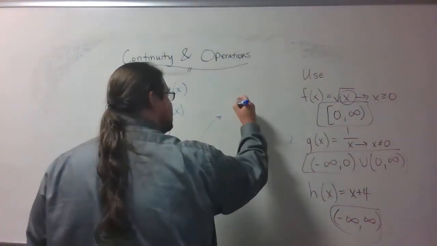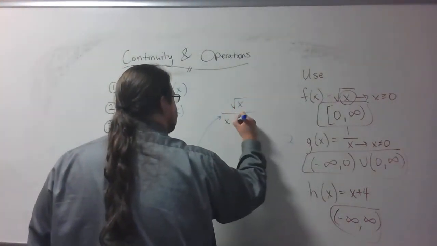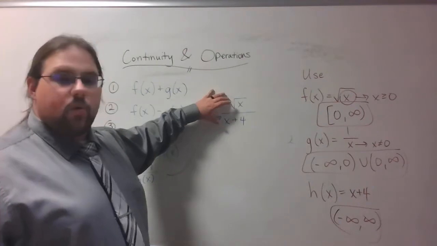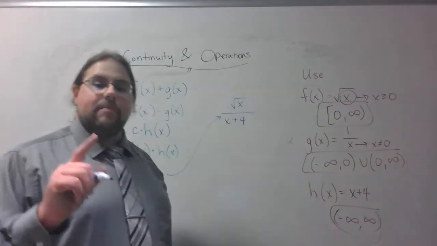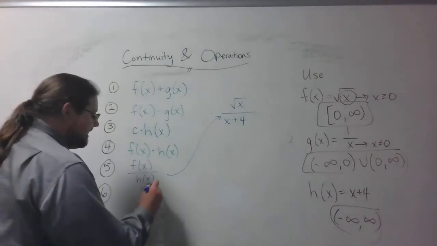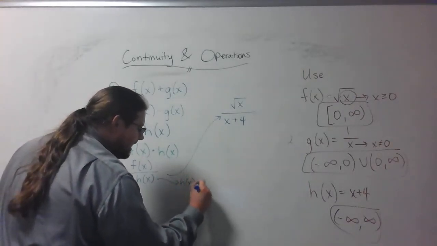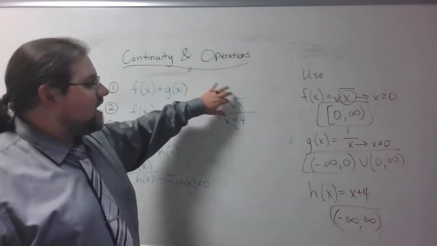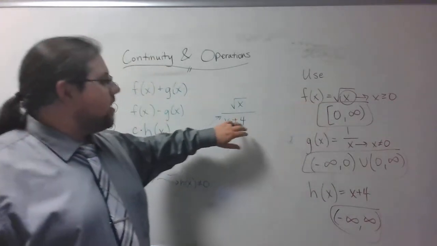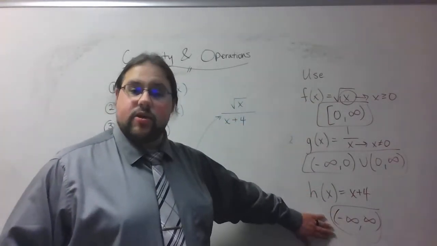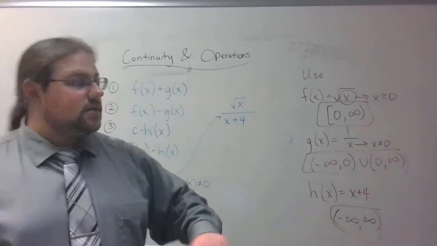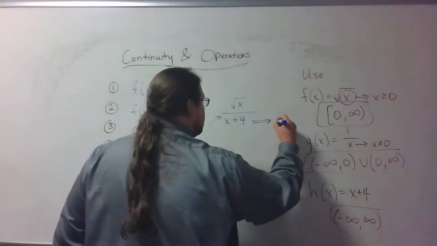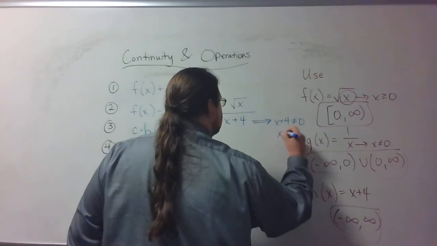If I do this, I'm going to take the square root of x divided by x plus 4. Now, I'm going to be very, very careful here. I have to remember what f and h are, but I'm going to have an additional one now. The additional one is that h cannot equal 0, because again, we cannot divide by 0. So I'm going to look at f, which said has to be 0 or above, and I'm also going to look at h. H said negative infinity to positive infinity. So any number worked, but I have to consider where the bottom can't be 0. So x plus 4 cannot equal 0, so x can't be negative 4.